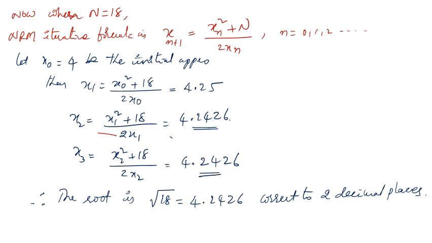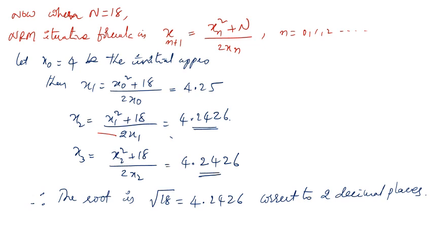Now the NRM iterative formula is this one for the square root of 18. And the square root of 18 means 4 point something, I think, right? So I am taking x naught equal to 4, nearer to the exact root, as the initial approximate root. Then put n equal to 0 here, then I will get x1 equal to (x naught square plus 18) by 2x naught. Substituting x naught value 4 here, I am getting 4.25.